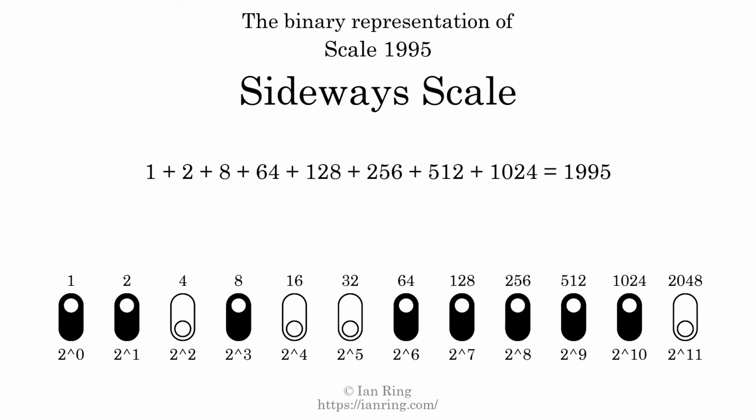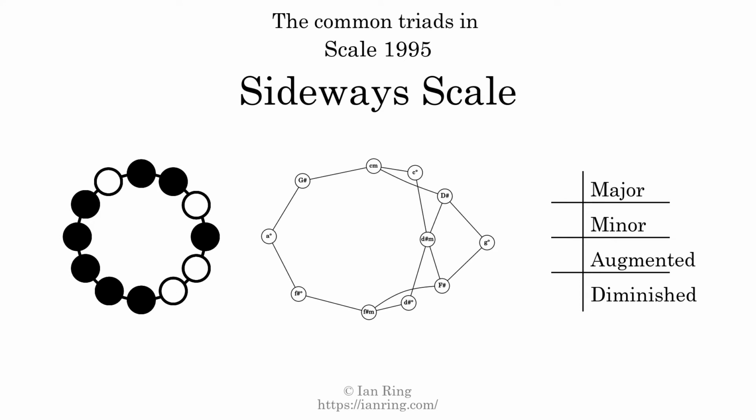1995. The scale number not only enumerates the scale with a unique index, but it also literally describes the tonal content of the scale. Represented as a binary number in base 2, the scale number is 01111101011. Here are the common triads present in this scale.